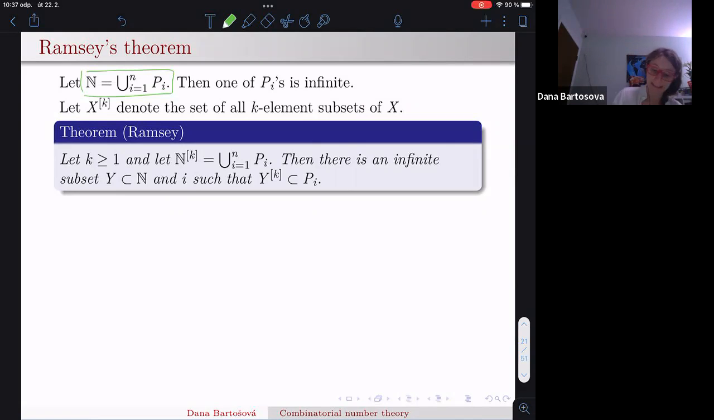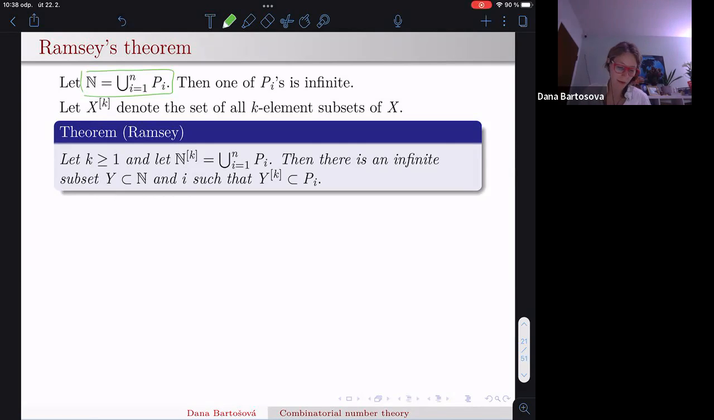We are just interested in sets, and that's a good warm-up because it's a lot easier. So then obviously one of the pieces is infinite, because if I have finitely many finite sets, the union has to be finite. So this is easy in dimension 1, but it turns out that this is true for arbitrary dimension. So let's say that K is finite. When we go to infinity, we have to be careful. So K is finite, and we look at K element subsets of a set.